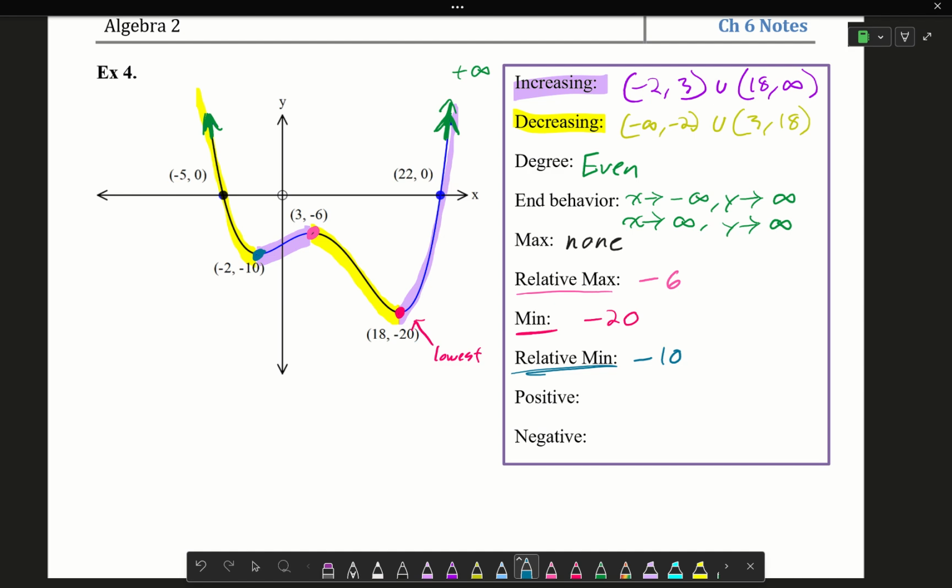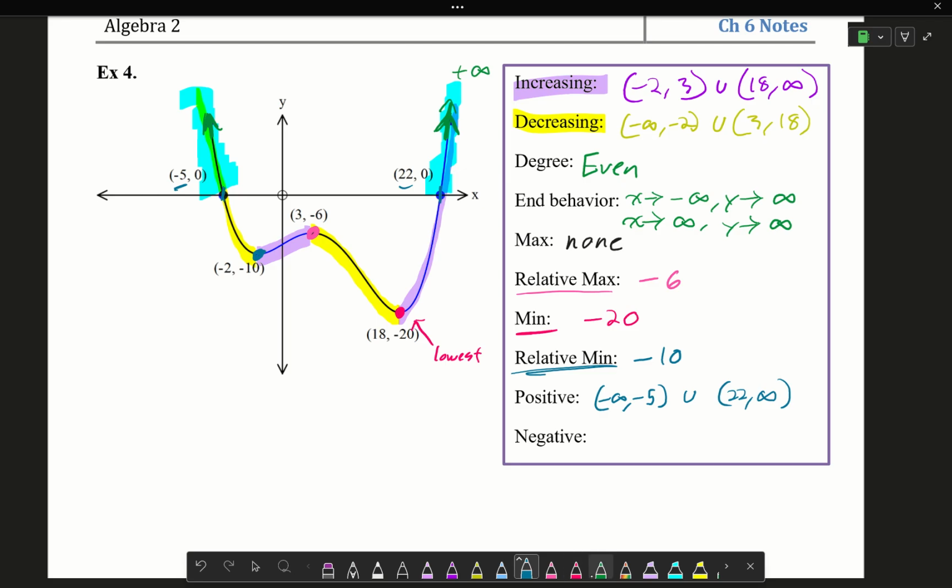Okay, where is this graph positive? Well, that would appear to be this chunk over here and this chunk over here. All right, so we're going to have to do an interval, two of them. So on the left side and on the right side, on the left side from -infinity, coming in until we hit this -5 right here. And on the right side, starting right here at what appears to be 22 and heading off till positive infinity.